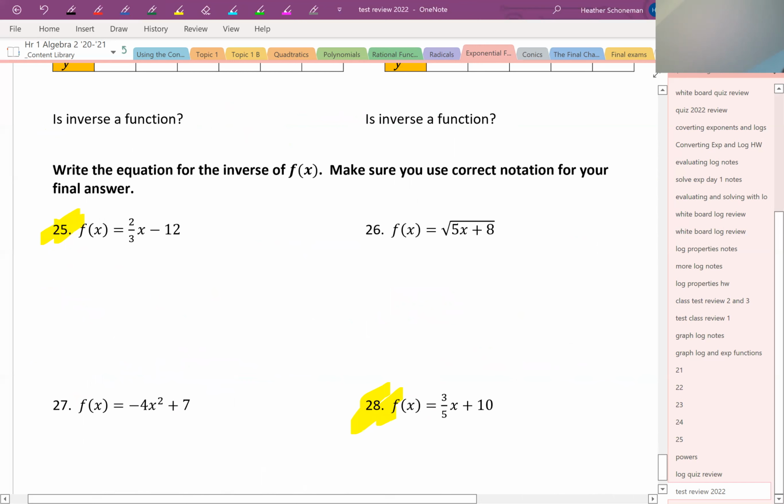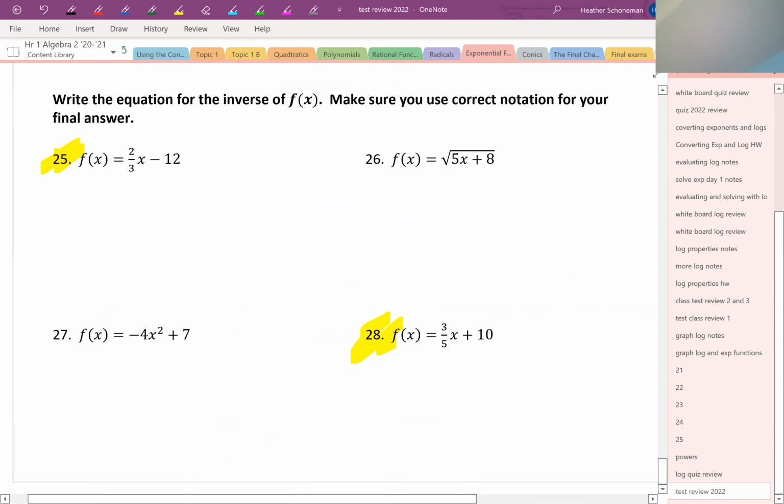Multiple people asked for 25. No one asked for 28, but it's very similar. So let's do both so we can have some extra practice on it. Okay, so to do the inverse, we have to change the x and the y. So f of x right now is y. So I'm going to rewrite this as x equals 2/3 y minus 12. So the first thing that we're going to do is add 12 to both sides. So I get x plus 12 equals 2/3 y.